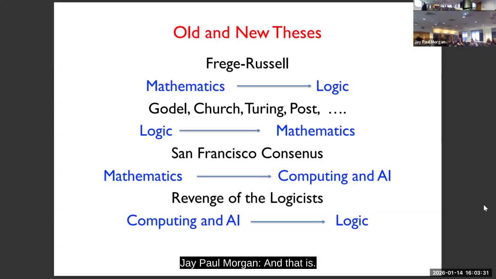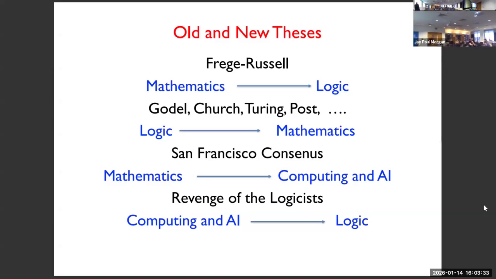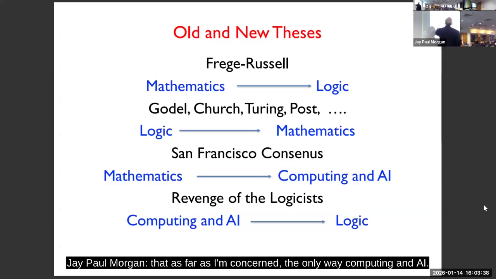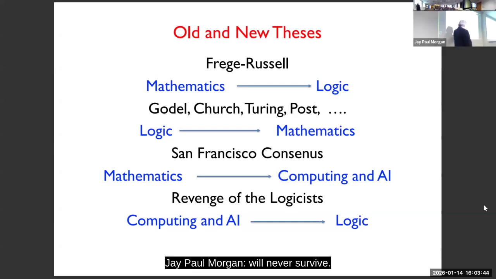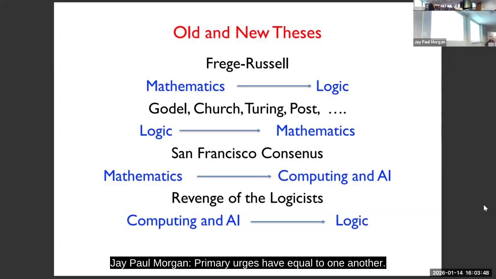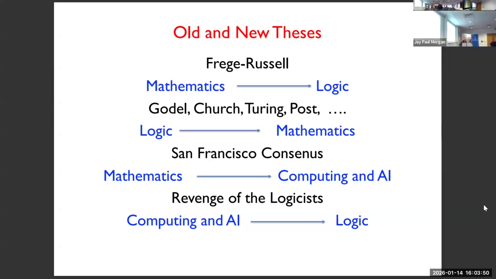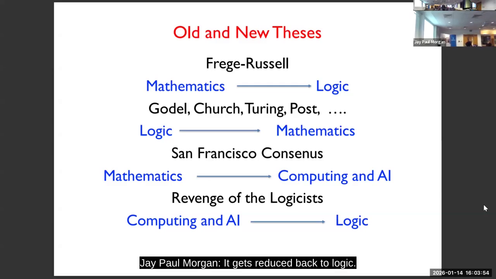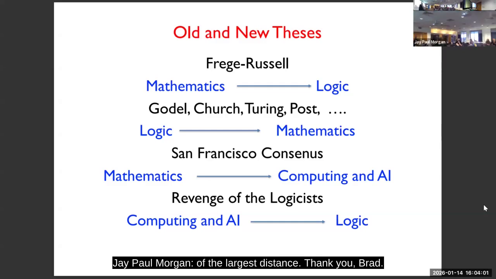But there's a revenge. And that is, if indeed mathematics goes to computing, then as far as I'm concerned, the only way computing and AI will ever survive the scrutiny of human beings is if it gets reduced back to logic. I call that the revenge of the logicists.